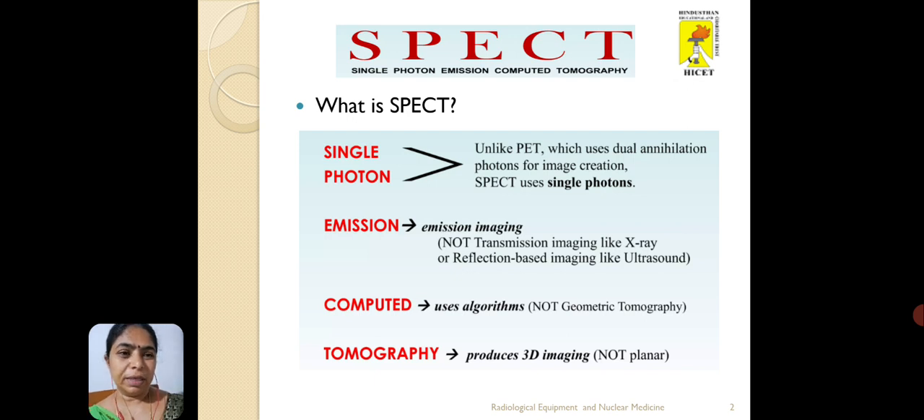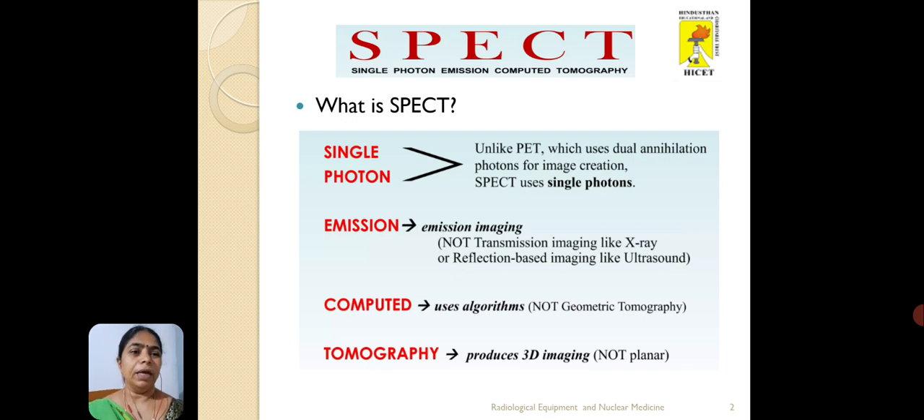So SPECT is an imaging technology, single photon. The SPECT scanner uses single photons for making an image. Unlike PET, which uses the dual annihilation photons for image creation, SPECT uses single photons for image creation. Emission, so it uses emission imaging.